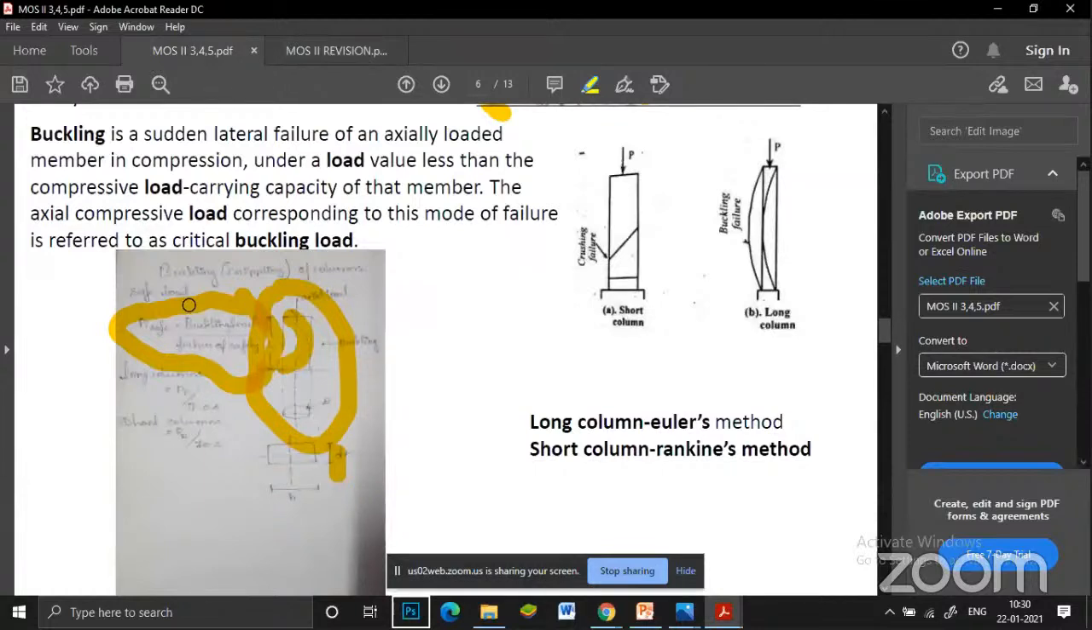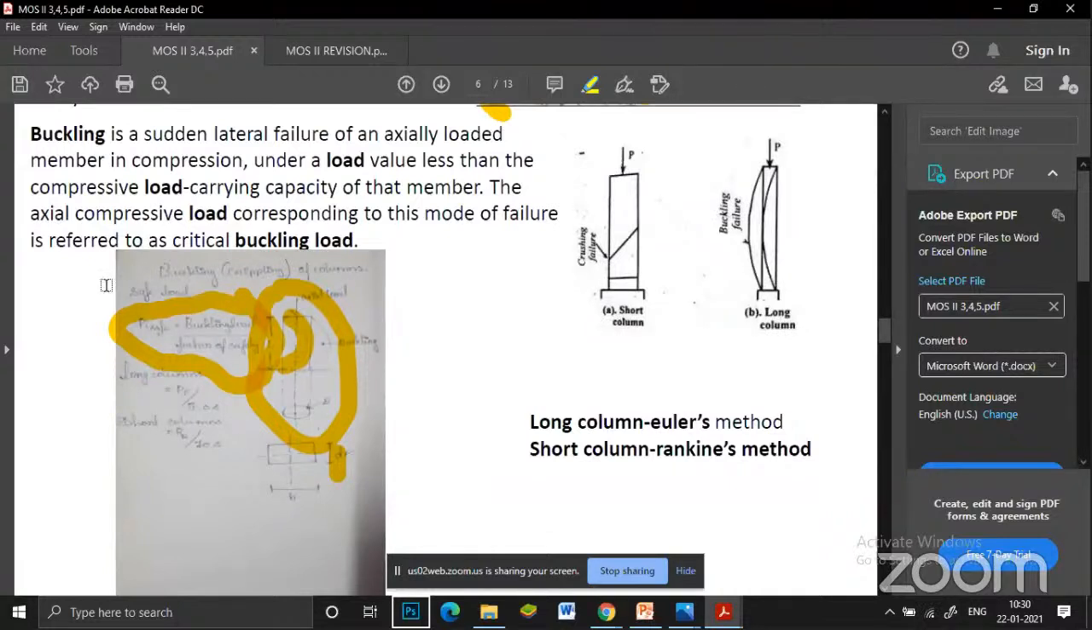So how will we find the buckling load? It varies for the long column as well as the short column. For a long column we have a separate method and for a short column another method. In the case of a long column we use Euler's method, and in the case of a short column we use Rankine's method.